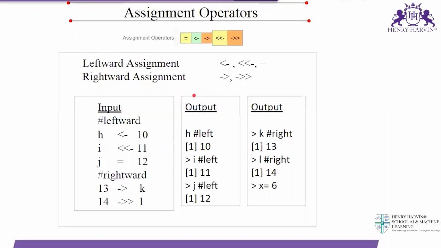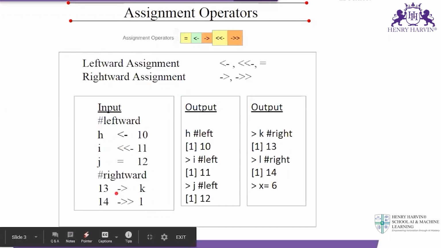It can be a leftward operator or a rightward operator. Both result in the same way. As you can see in the example, I want to save the value 10 in variable h. For that I am using the leftward operator by using less than sign and a hyphen sign. It creates a kind of arrow towards left, which means the value of 10 has to be saved in variable h. Similarly, you can use double less than sign and then hyphen, and equal to sign will also operate in the same way. Similarly, there are rightward operators where hyphen and greater than sign, hyphen and double greater than sign.